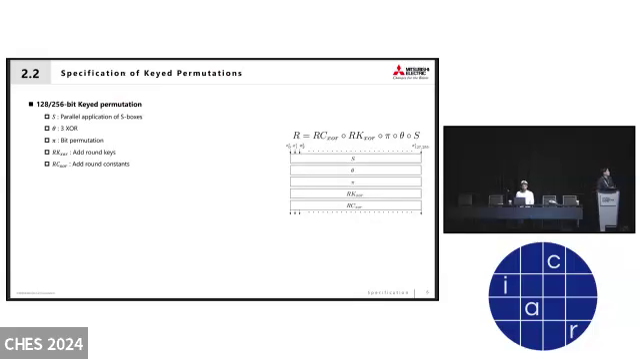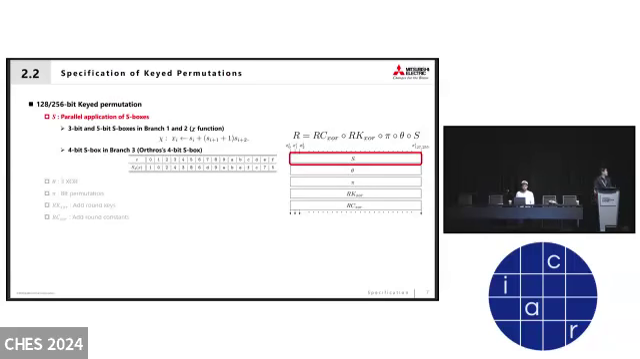Here is the detailed specification of the underlying computations. The underlying computation is based on a substitution-permutation network, consisting of S, theta, pi, and other round key and round constant operations.